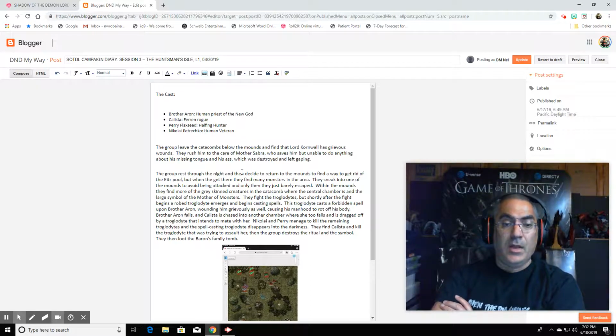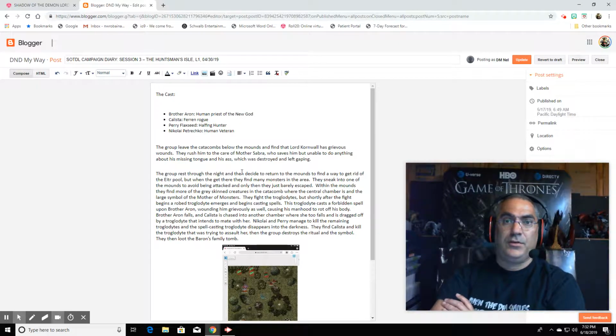And so he was grievously wounded, and the other characters had to kill the spellcaster off. But during the fight, Callista, the Farron rogue, had wandered off, and a troglodyte had followed her. And during their fight, she fell. So the troglodyte was going to take her and make her his mate. He was basically dragging her by the hair deeper into the catacombs to have his way with her.